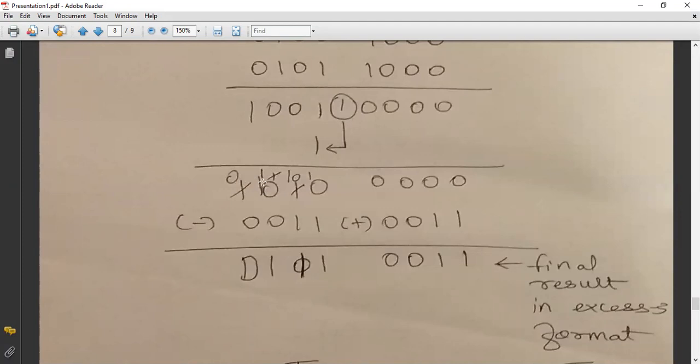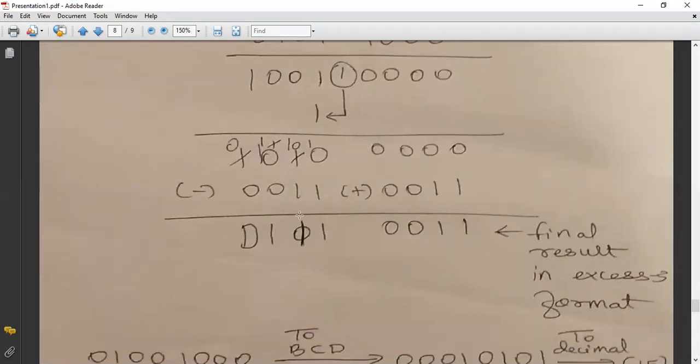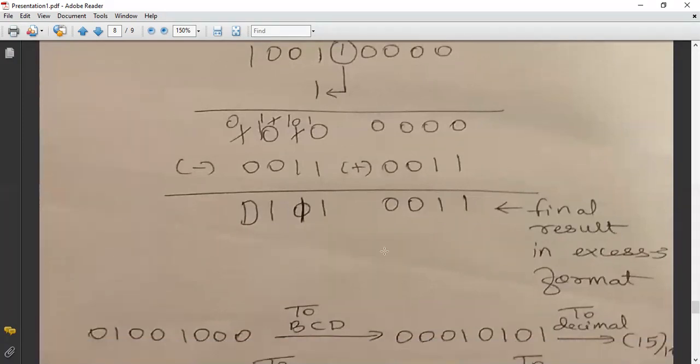Okay, so borrowed 1 from here, the number will become 10 again. So 10 minus 1 is 1, and this number will become 10. So 10 minus 1 is 1, and 1 minus 0 is 1, and 0 minus 0 is 0. So the final result is 0 triple 1 double 0 double 1. Okay, so this final result is in excess 3 format.